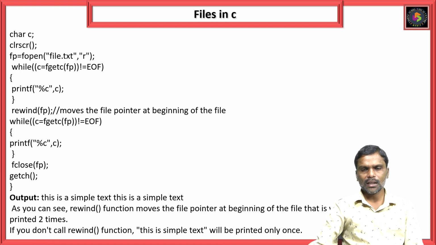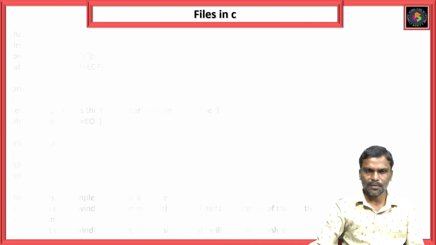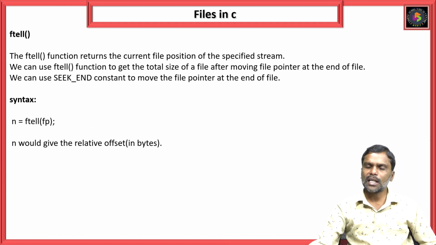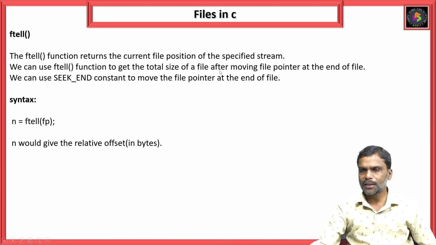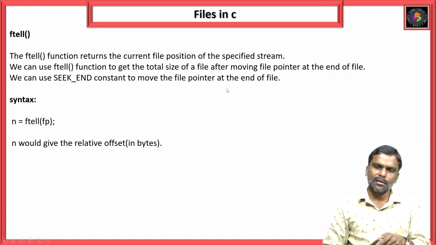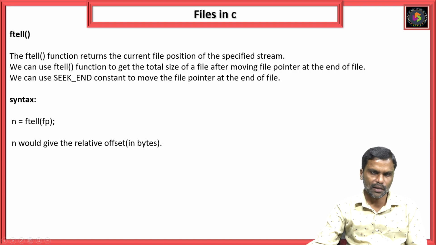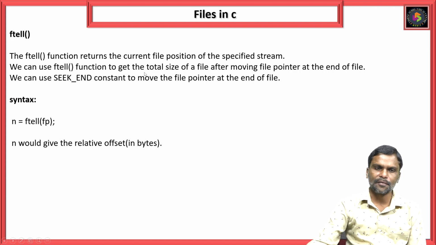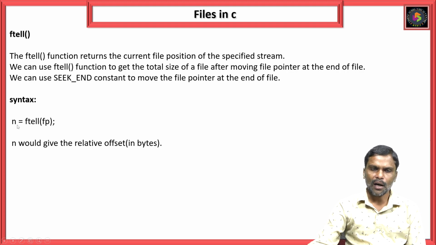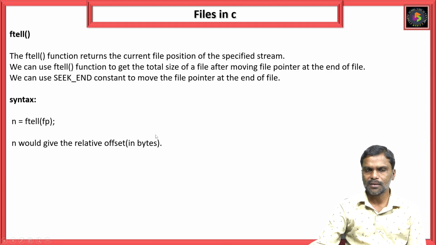Next, the last one, that is ftell, we are going to see. The ftell function returns the current position of the specified stream. It can be used to get the total size of a file after moving the file pointer to the end of the file. We can use the SEEK_END constant to move the file pointer to the end of the file. After that I will be rewinding again. So what is the syntax? You can take n is equal to ftell(file pointer), because this n is nothing but the number of bytes it has moved. It gives a relative offset in bytes.